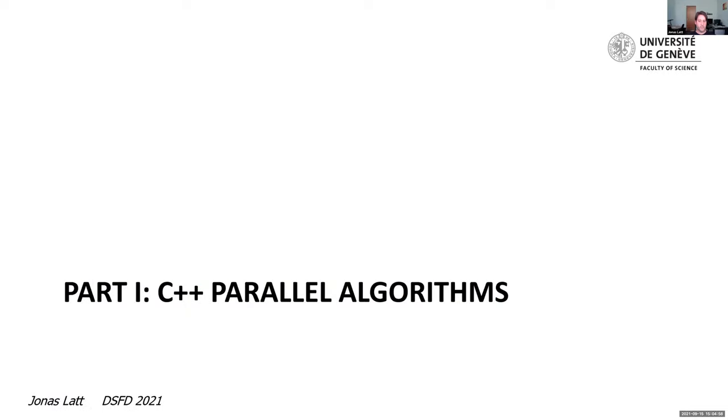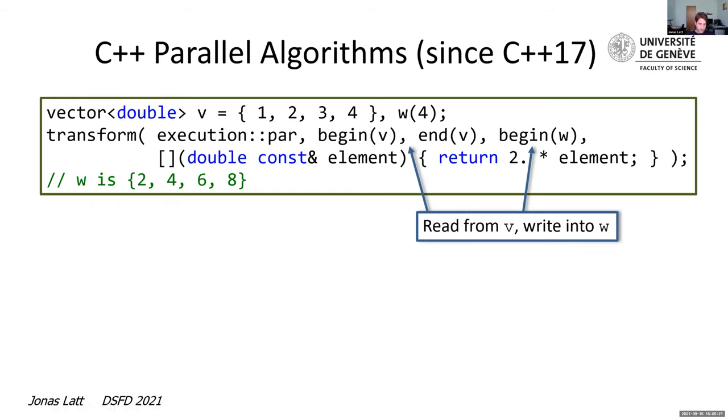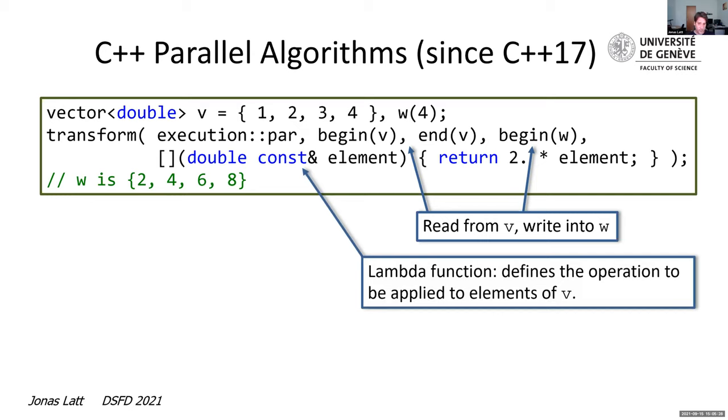Now, in the first part of the presentation, we forget about Palabos. I just give you a quick overview of what parallel algorithms are. This here is a very simple code with two vectors, V and W. Vectors are the arrays in C++. And V is initialized with four data elements, 1, 2, 3, 4. The transform algorithm receives both vectors. It reads from V, it writes into W. The algorithm also receives a lambda expression. That is an element-wise operation which you apply on every element of the vector.